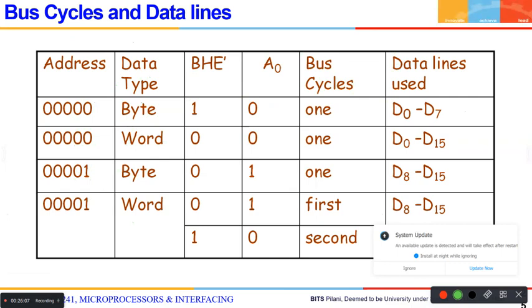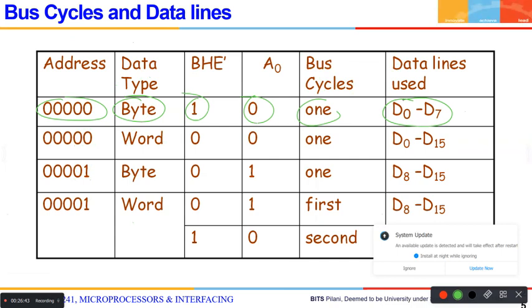Suppose your address is 0000, okay? Address is 0000, data type is byte, bus high enable is 0, A0 is 0. In one bus cycle, you know what a bus cycle is, right? In one bus cycle, the data lines D0 to D7 bring in the data. It will bring in the lower byte data, yes or no? Because A0 is 0, right?